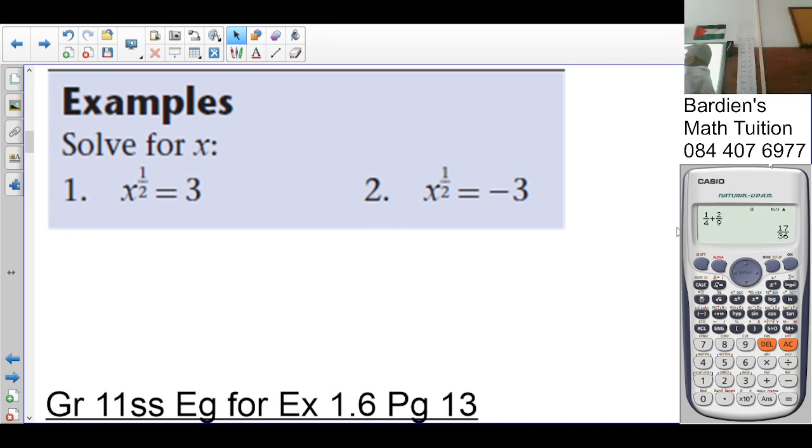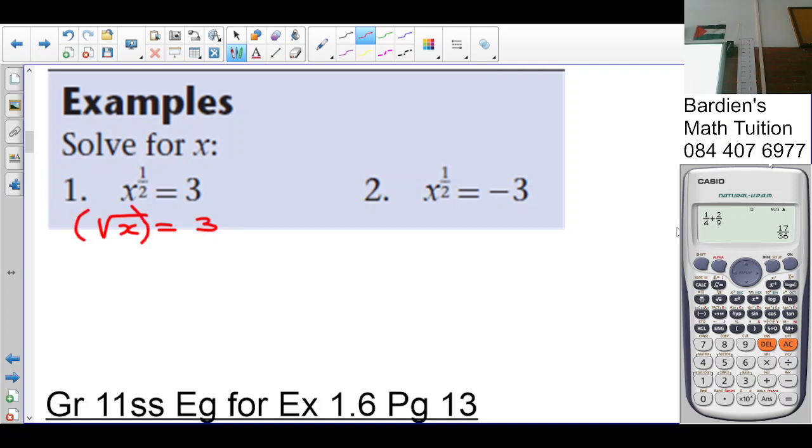Right, here we go. The question says solve for x. So if we're looking at this here, what does this mean to us? This is actually the square root of x equal to 3. So how do I get rid of the square root? I would square both sides. So x is equal to 3 squared, which is 9. If I put 9 back under the root, the square root of 9 is 3.